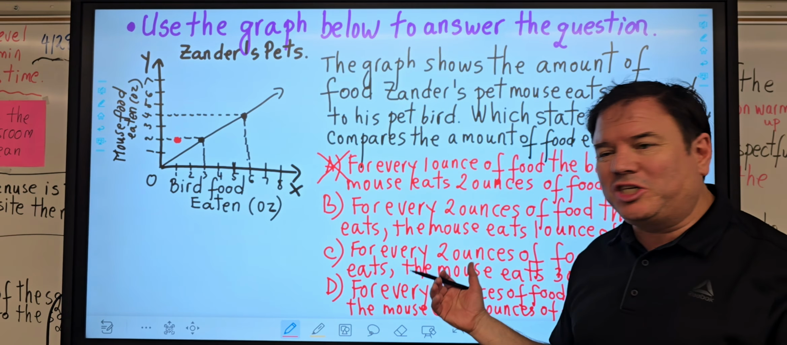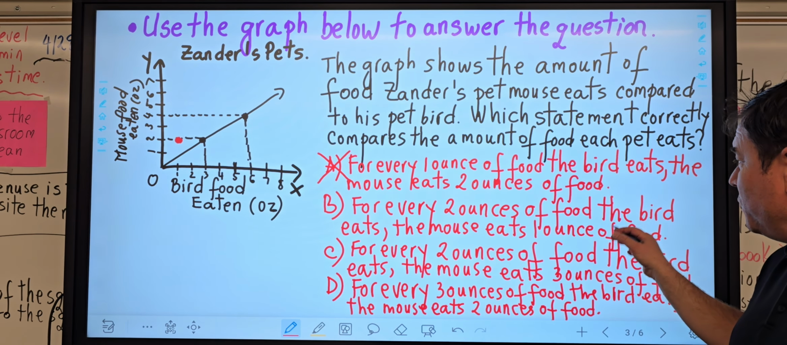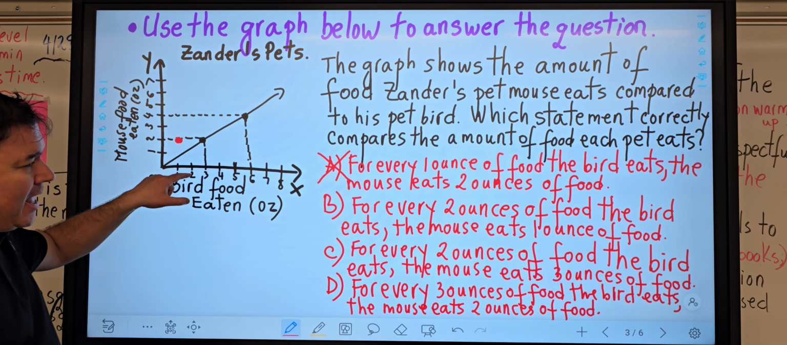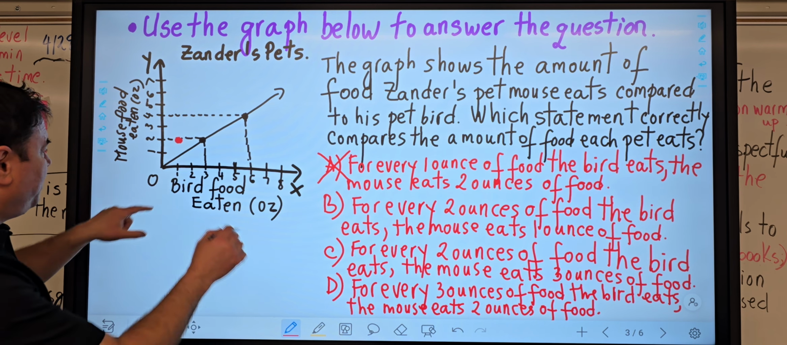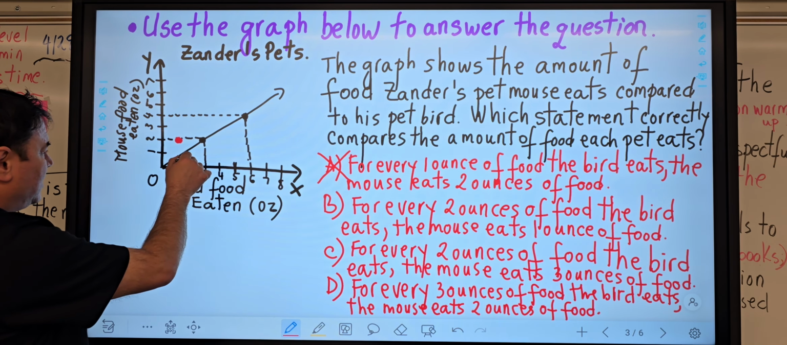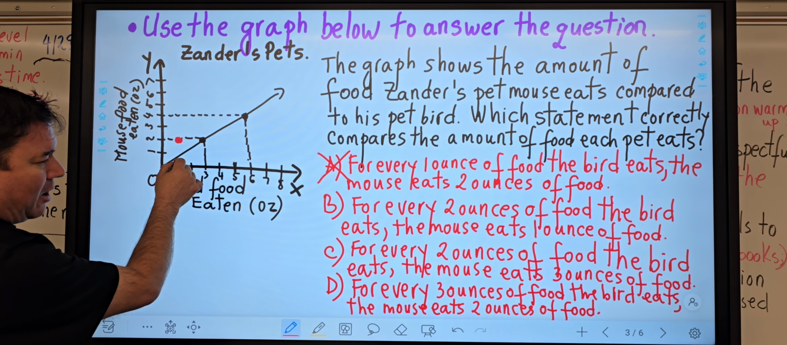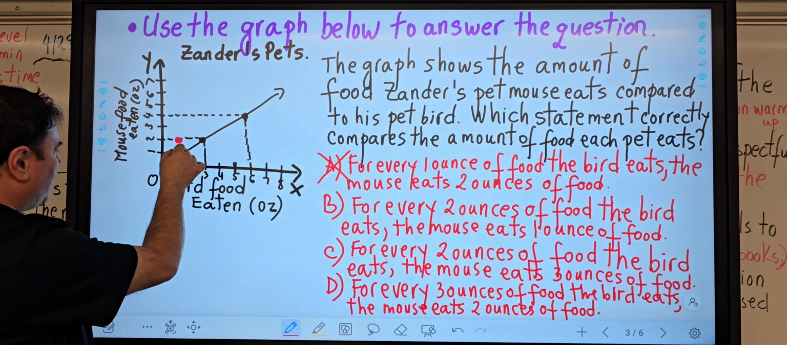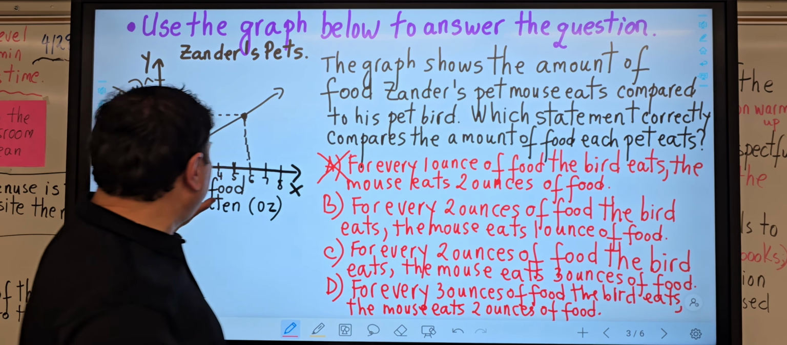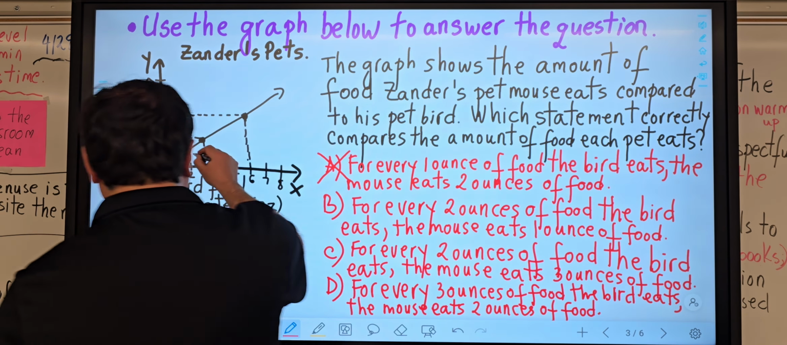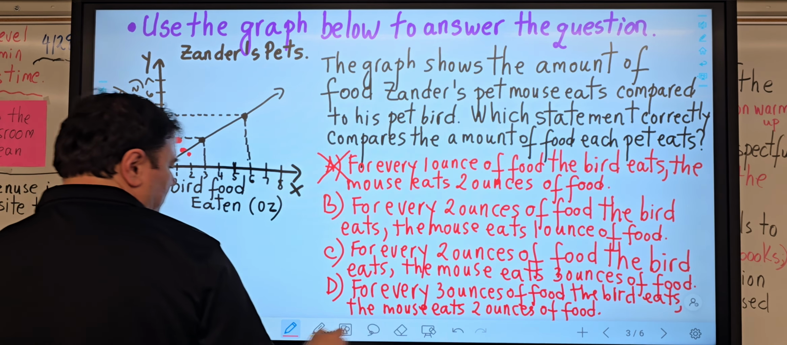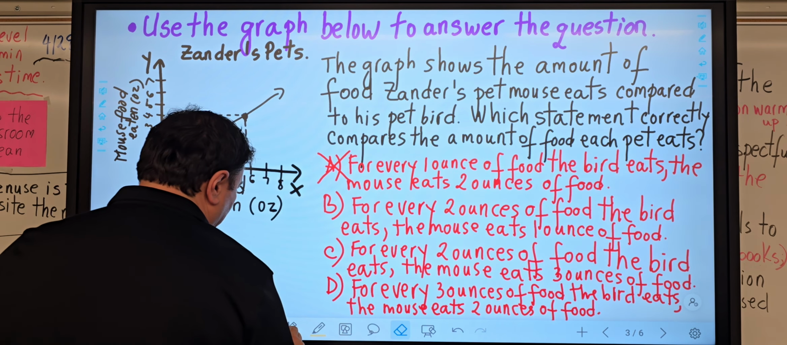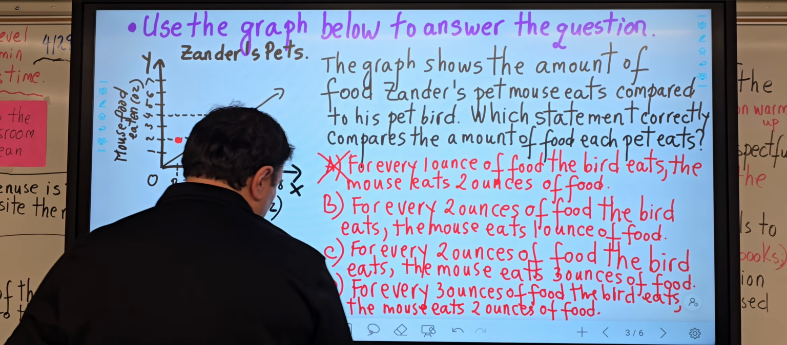Let's take a look at option B. For every 2 ounces of food the bird eats, the mouse eats 1 ounce of food. So for every 2 ounces, the mouse eats 1 ounce of food. So it's supposed to be somewhere right there. Let's see if we find a better option. We don't know exactly for sure. Actually, it's below the line, right there. And let's see if we can find a better option.